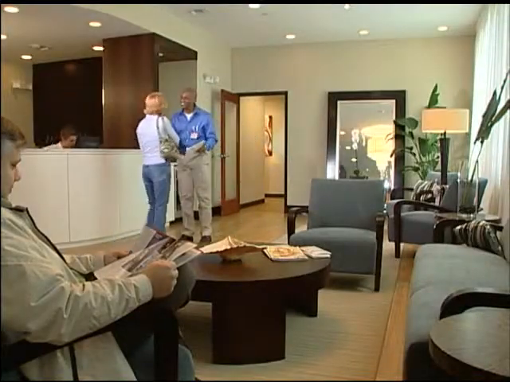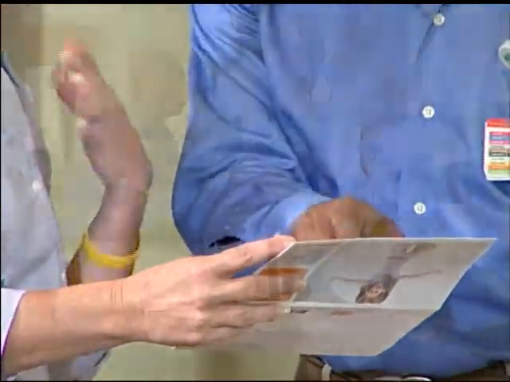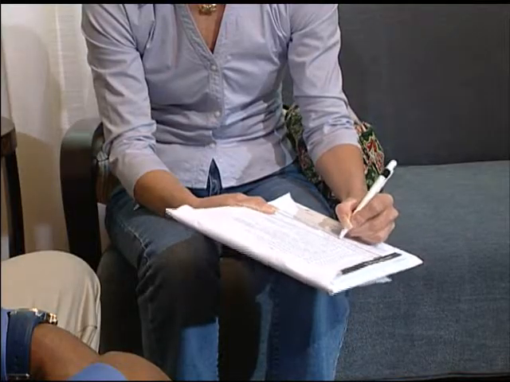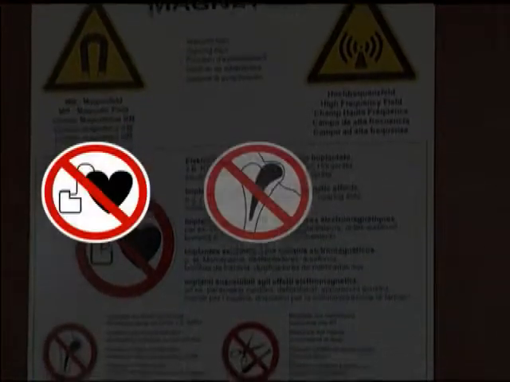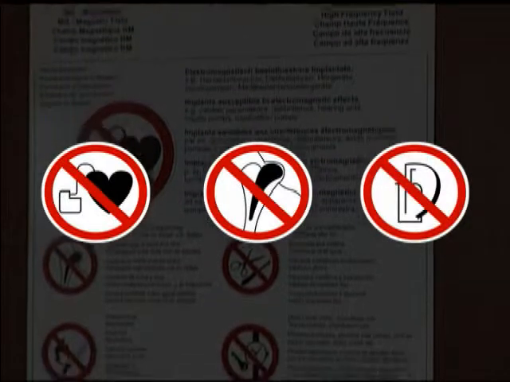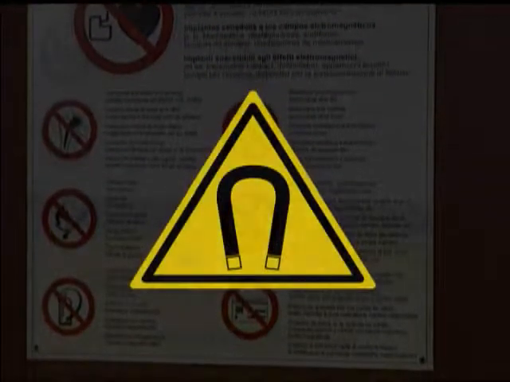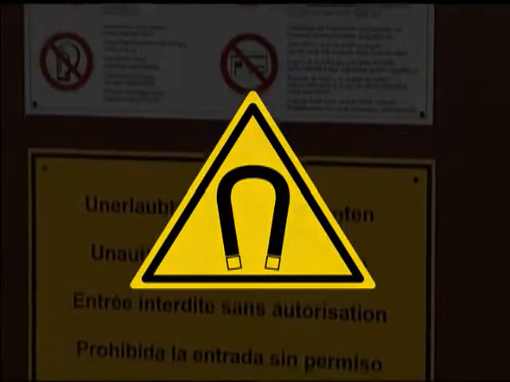On the day of your examination, it's a good idea to arrive a little early in order to complete your patient information records and to allow for a pre-examination screening. At this time, you may be asked some questions to make sure that you are eligible to undergo the MRI examination. For instance, patients with metallic foreign bodies or surgically implanted devices like cardiac pacemakers and aneurysm clips are not eligible. These devices may be adversely affected by the magnetic field.